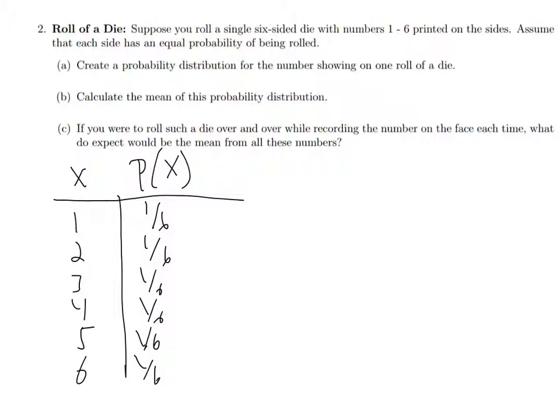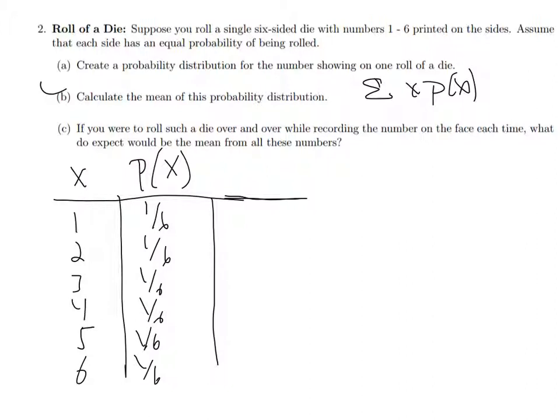Now for part B, they want us to calculate the mean. So if you look at the mean, it says find the sum of all the x's times the probability of that event happening. So what we need to do is multiply. It's like a weighted mean that we did back in one of the early chapters. It was chapter 1 or chapter 2, I don't remember. But that's all we're doing is a weighted mean.